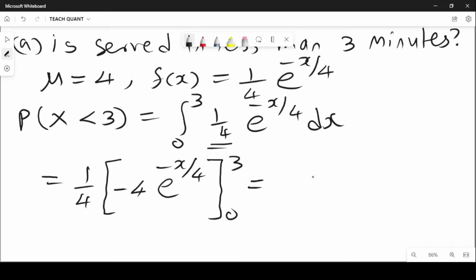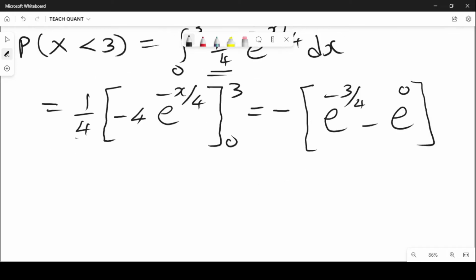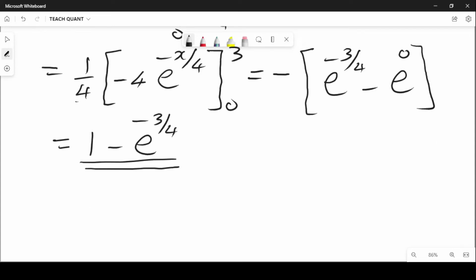So this will be 1 over 4, and that will give me a negative 1 over 4 times negative 4. So this one will be e raised to the power negative 3 over 4 minus e raised to the power 0. And if I multiply it through with a negative sign, this will be equal to 1 minus e raised to the power negative 3 over 4. And that's the answer to our question. That is the probability, which is less than 1.